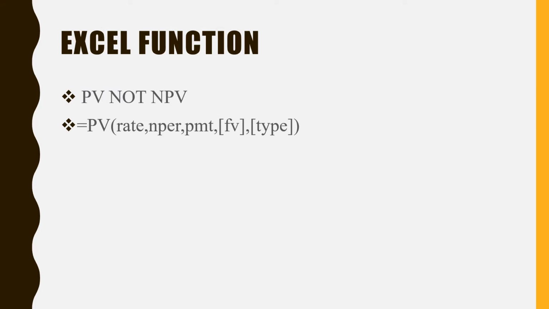The Excel function is the present value, not the net present value formula. That's the biggest problem people have. Use the present value. And the formula is going to ask for the rate, the number of periods, the payment, and the future value. Type isn't something we'll use here. That's if it's an annuity or an annuity due. You might use that on leases later on in intermediate accounting.